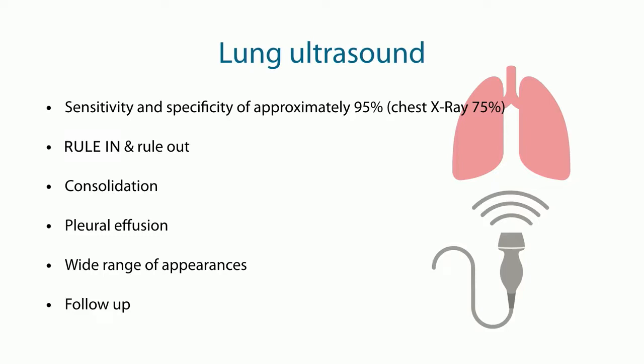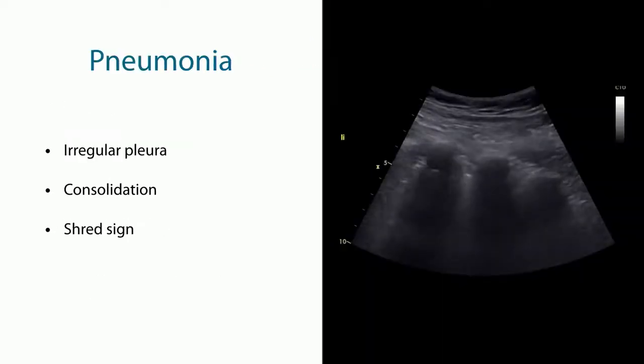You can see consolidations, but of course, they have a wide range of appearances. So you have to see a lot of pneumonias with ultrasound. You can see a pleural effusion as well, and you can follow up if your treatment is successful. So let's take a look.